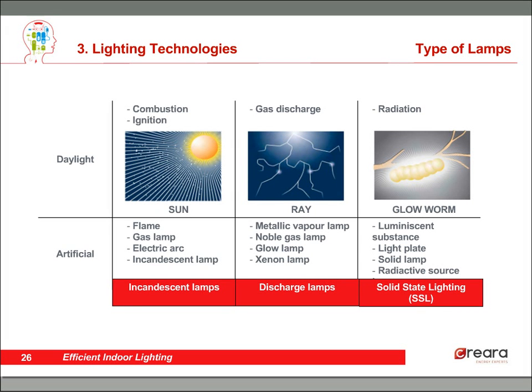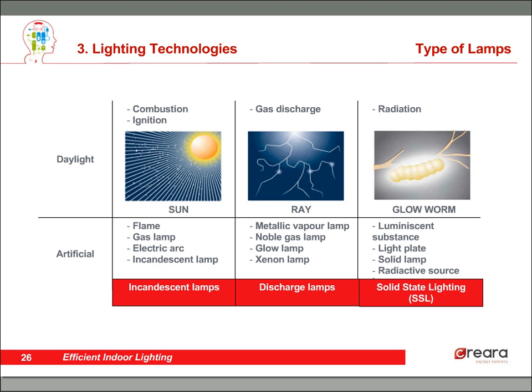Another way would be the gas discharge. We get the light when a current goes through a gas. For example, in nature, we find this when lightning comes. In the artificial world, we have the discharge or fluorescent lamps. And finally, solid-state lighting, the radiation like in a glowworm or the LED lamps.